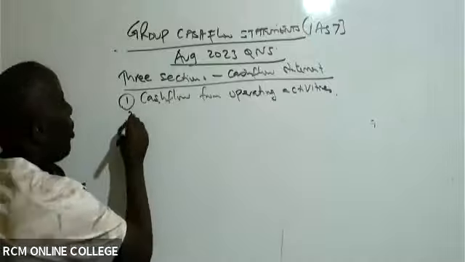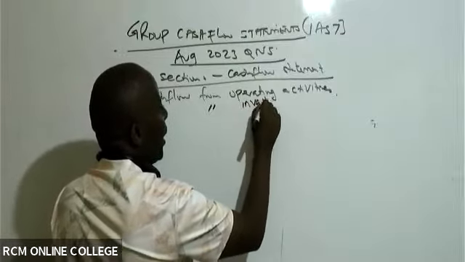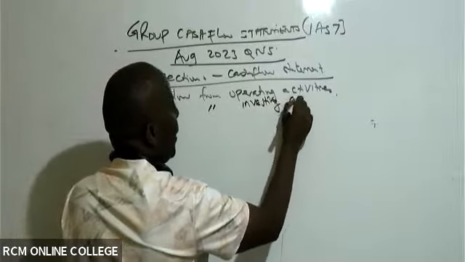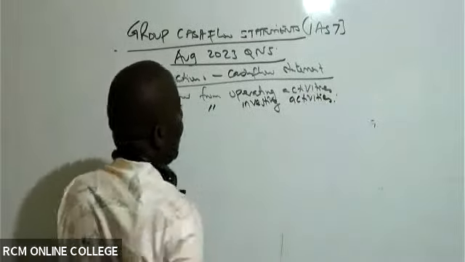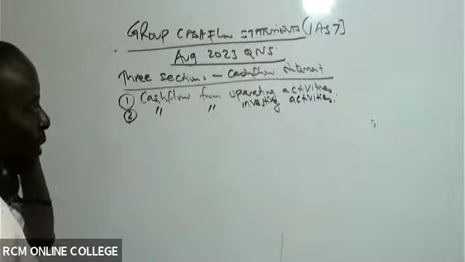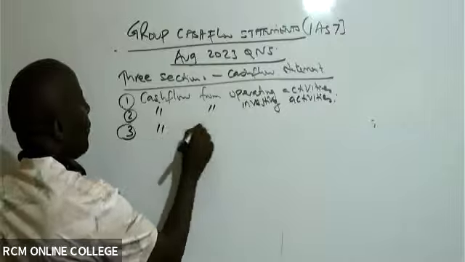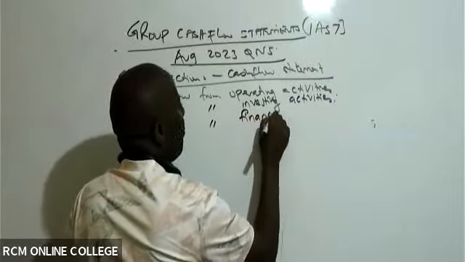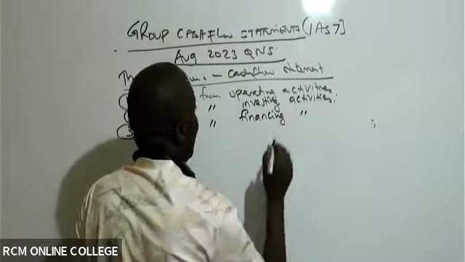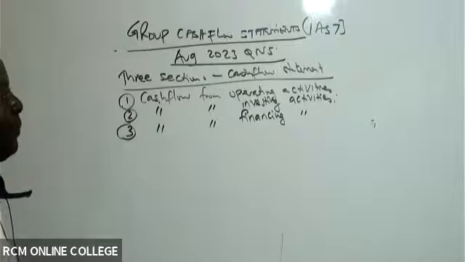Then number 2, we shall have cash flow from investing activities. Cash flow from investing activities, very, very important. All right. And then number 3, lastly, we have cash flow from financing activities. Very, very important.